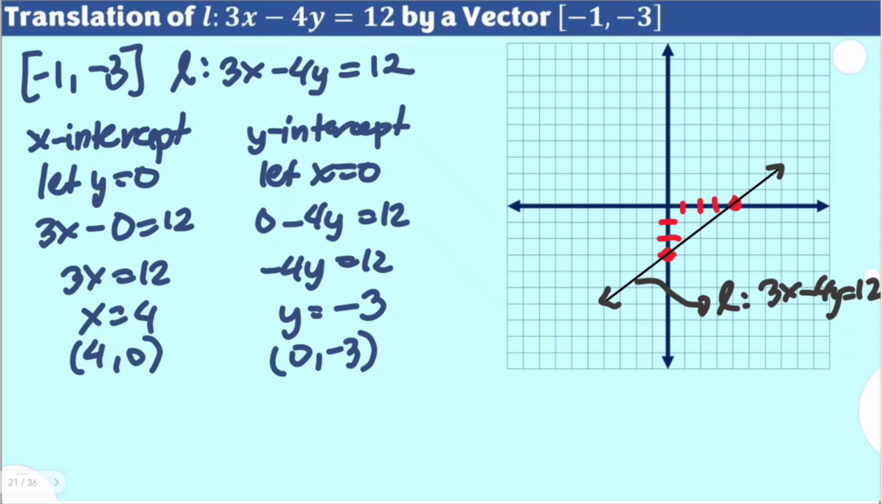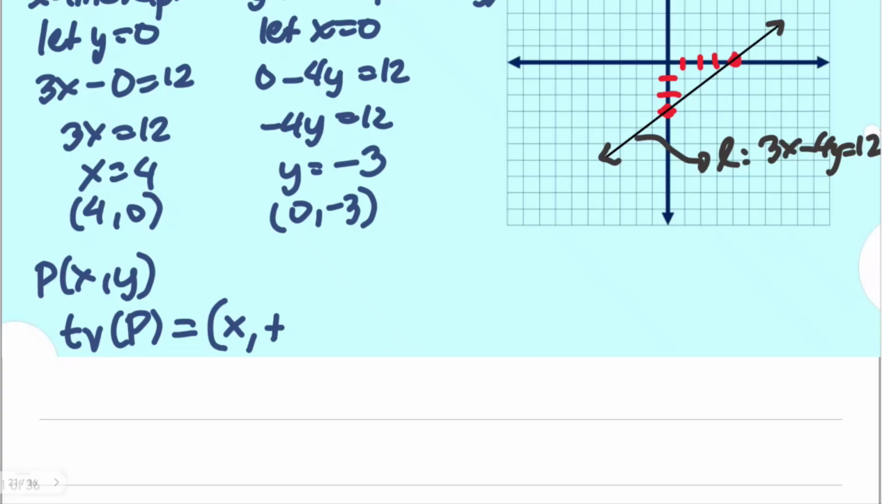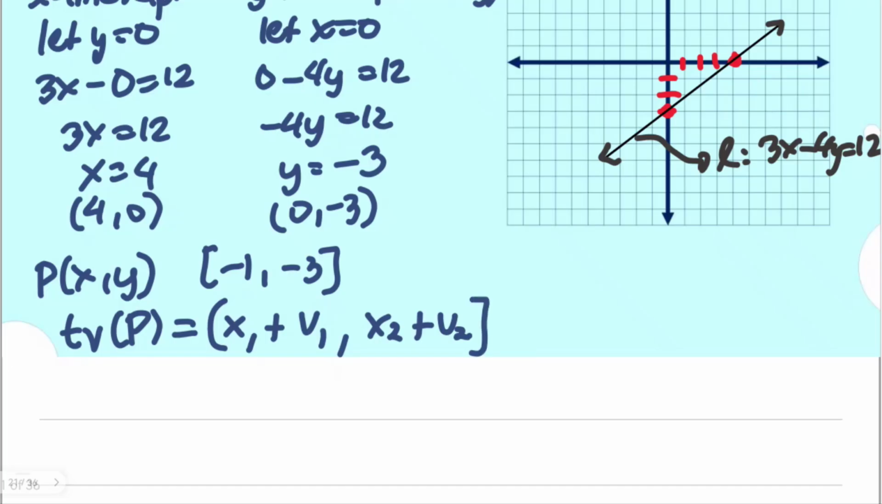Now, take note and don't forget that the translation of a line is related to the translation of a point. For any point in our line L, x and y, we are going to translate that. Let's just say any point P by the vector, we're just going to use this process: add the first component of your point to the first component of your vector, our vector earlier was -1 and -3, and then for the second component, also add the second component of your vector. That's how we translate every point.